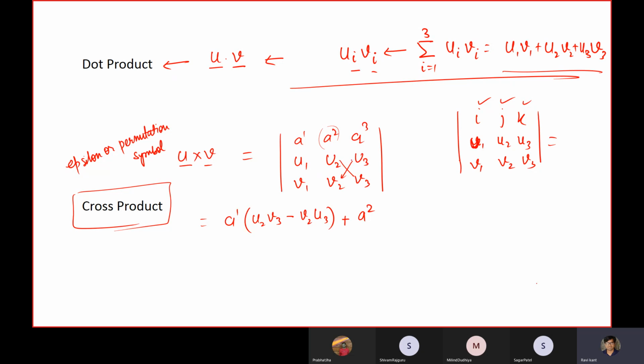When I take a2 as my coefficient, so plus I will go opposite this time. Remember, you guys remember v1 u3 minus u1 v3 plus a3. So this times this, u1 v2 minus v1 u2.